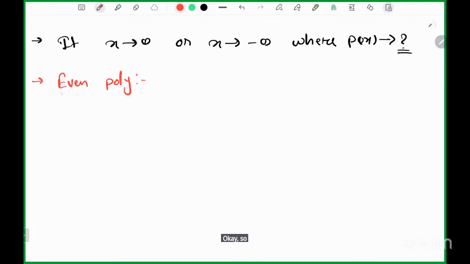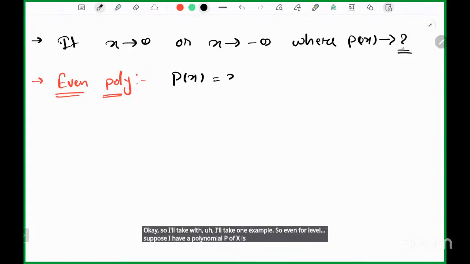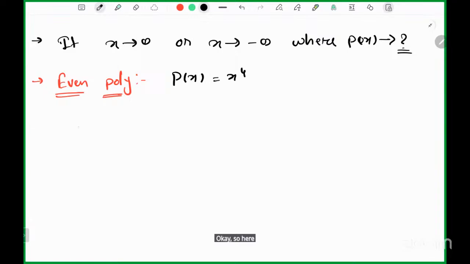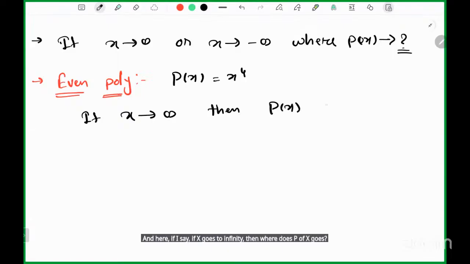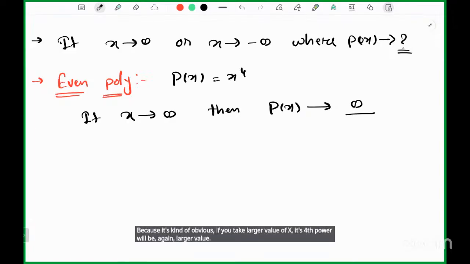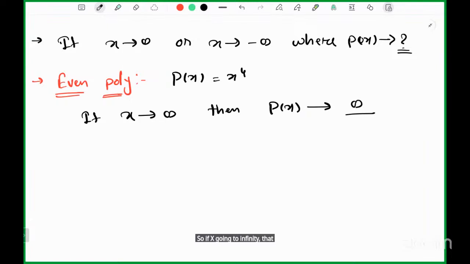So I'll take one example. Suppose I have a polynomial p of x is equal to x to the power 4. It's better not to use the word limit because we haven't defined it. So here, if I say x goes to infinity, then where does p of x go? Infinity, correct. Because it's kind of obvious: if you take a larger value of x, its fourth power will be an even larger value. So if x is going to infinity, p of x is also going to infinity.